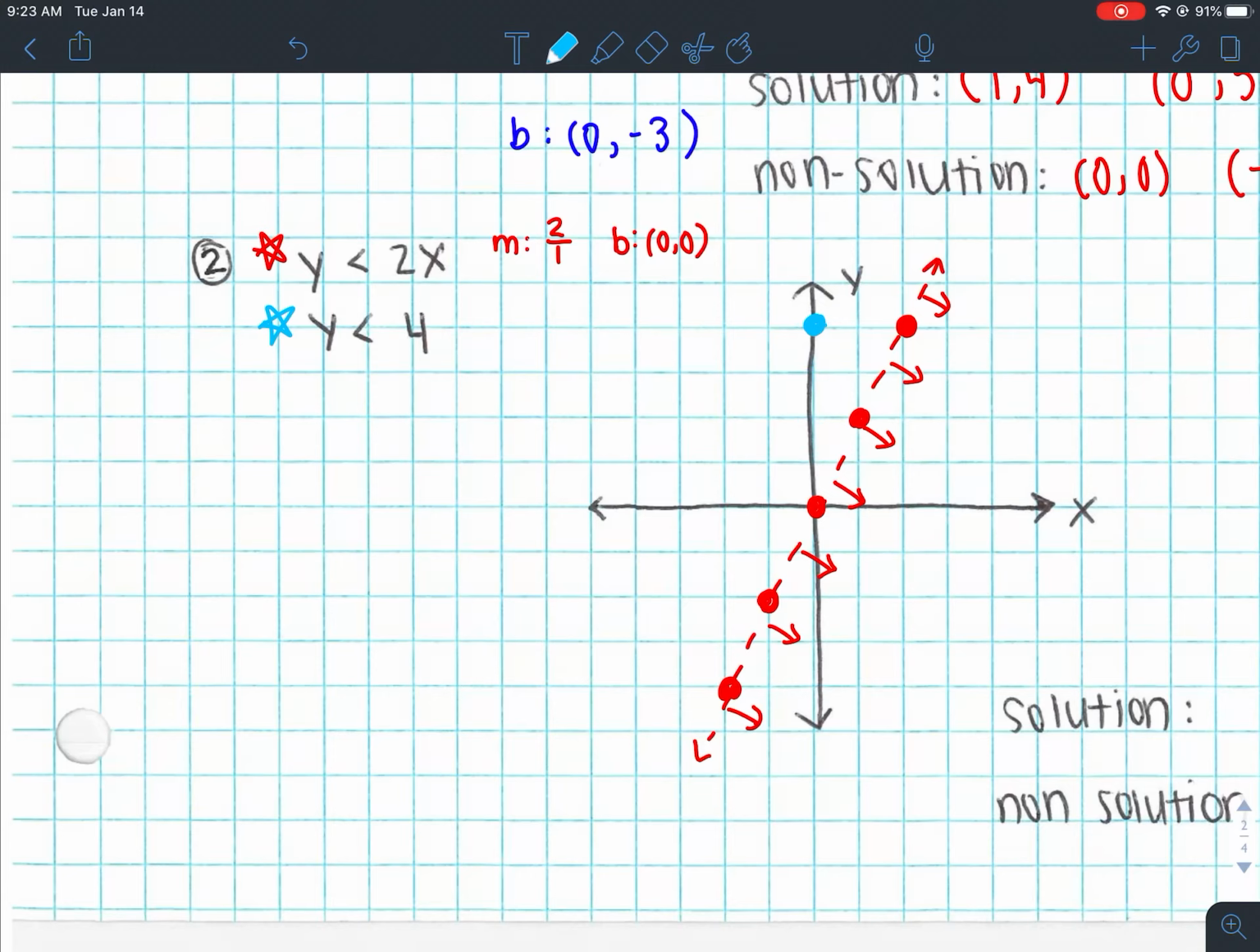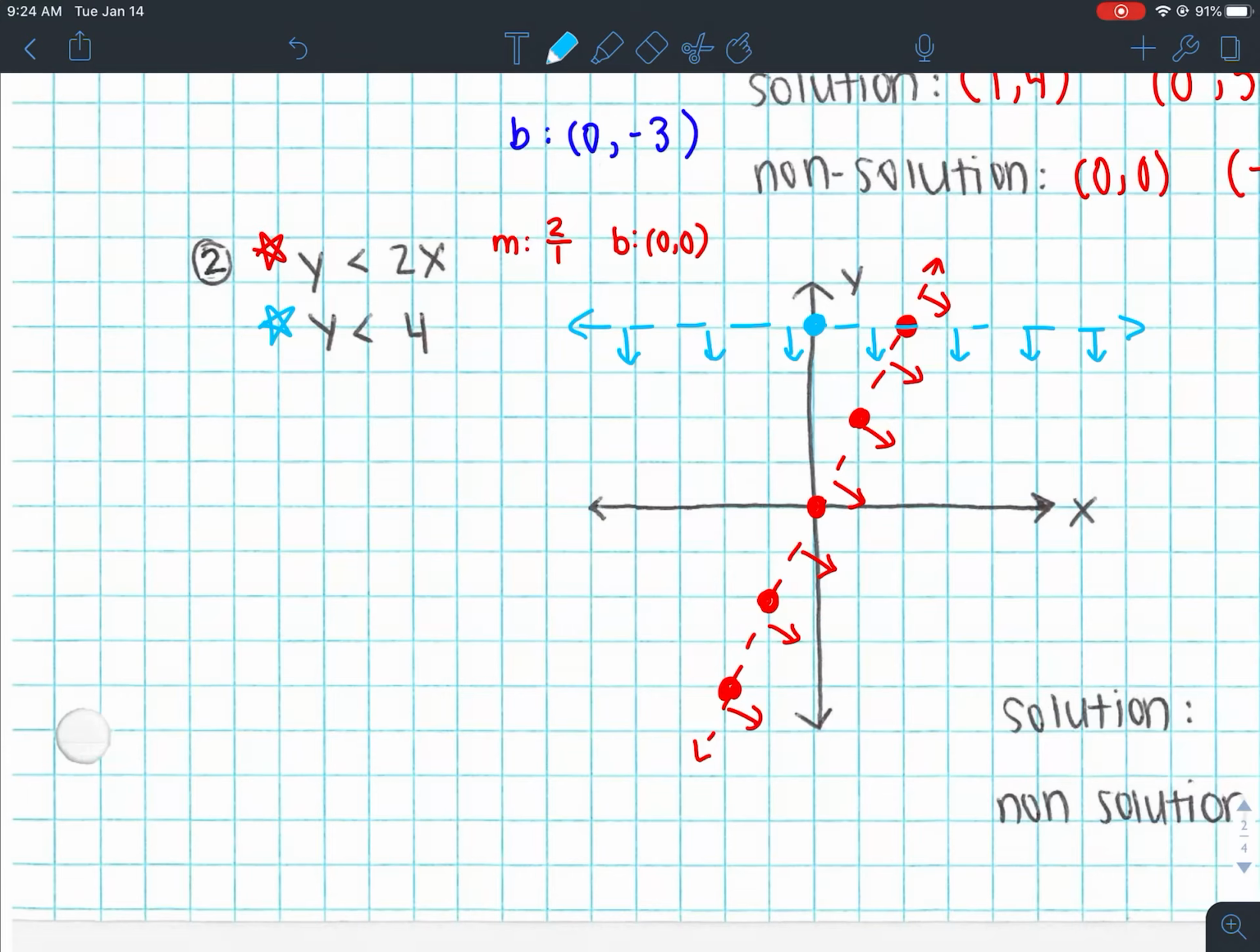Before you draw that line, is it going to be solid or dotted? It's going to be dotted. There's no equal to there. So we have a dotted line. And it says y is less than 4. So if it's a less than symbol, then we're going to shade below.